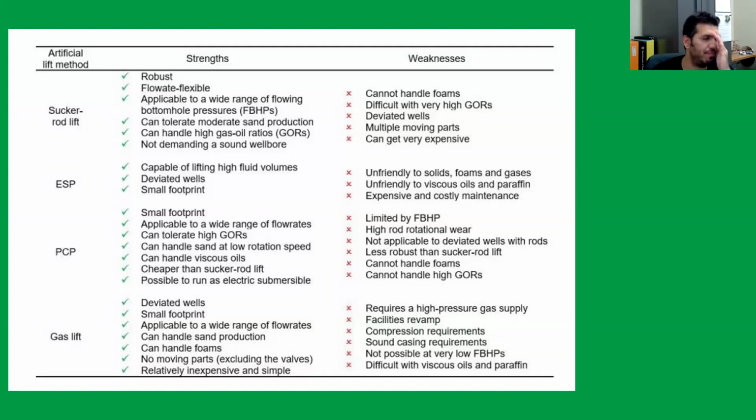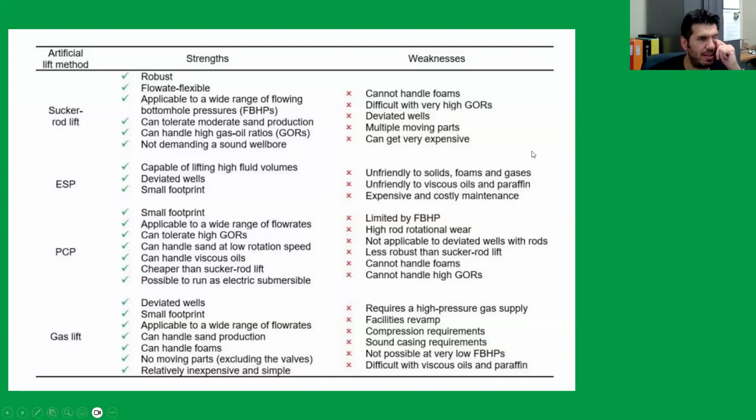What about ESP? ESPs are capable of lifting high volumes. They are good with deviated wells with small footprint, environmental footprint, or ecological footprint. It's unfriendly to solids, very unfriendly to solids, even salt particles, especially. Unfriendly to viscous oils and paraffin, which it's okay to use in the sucker rod lift. Expensive and costly maintenance.